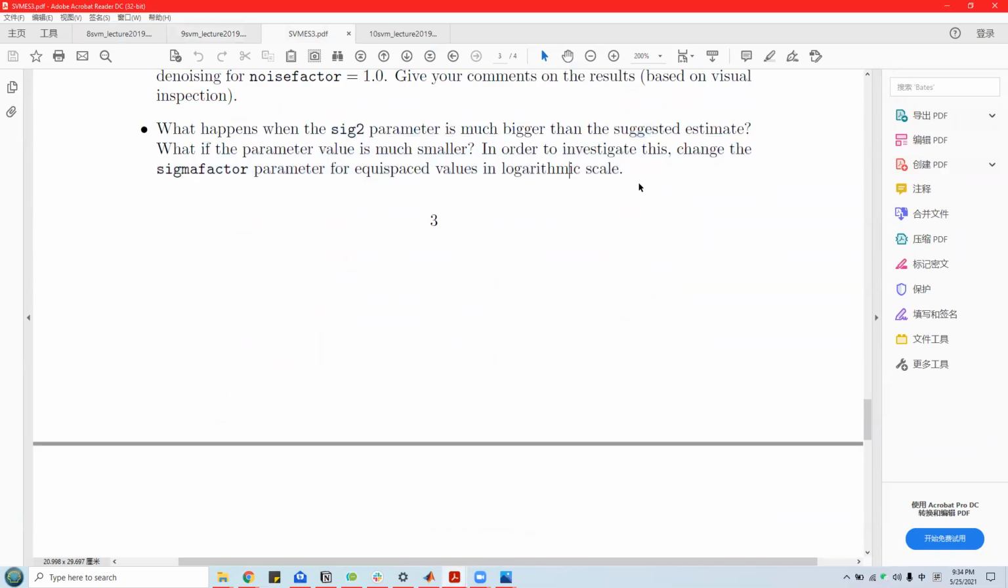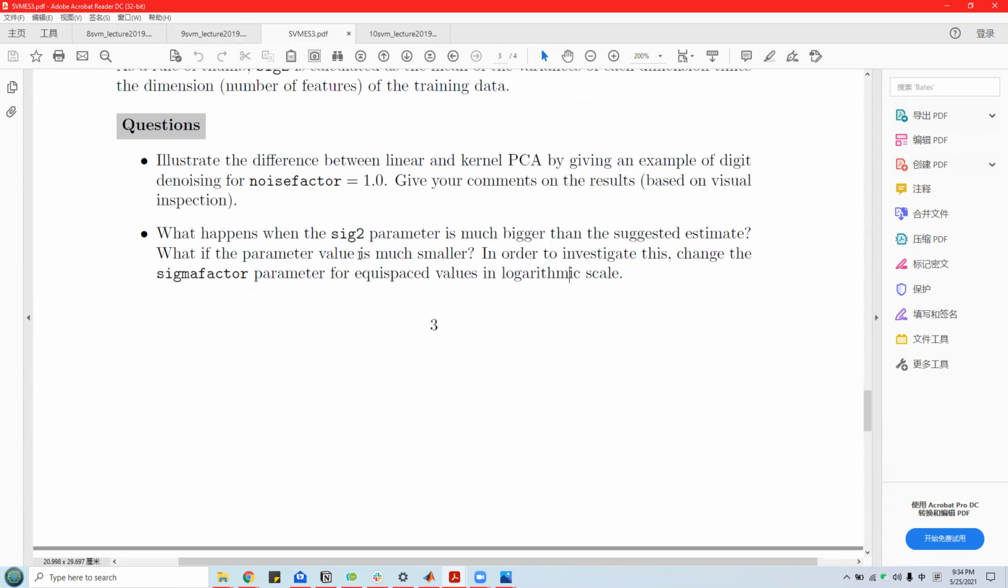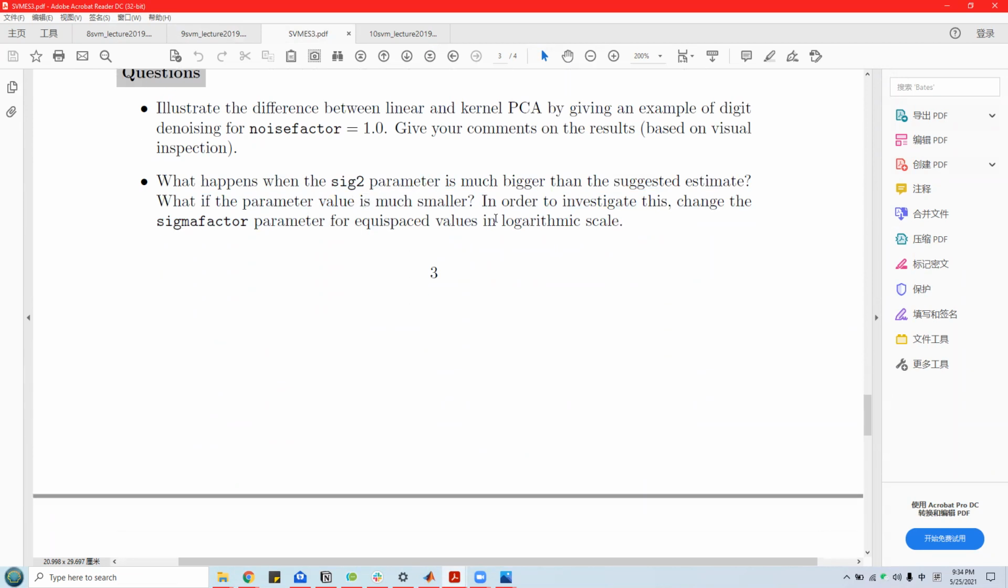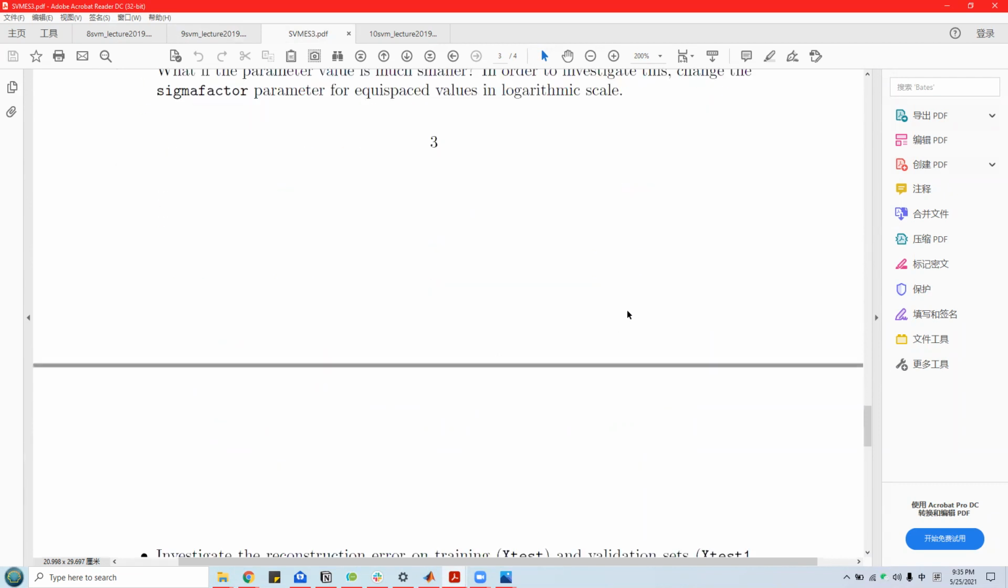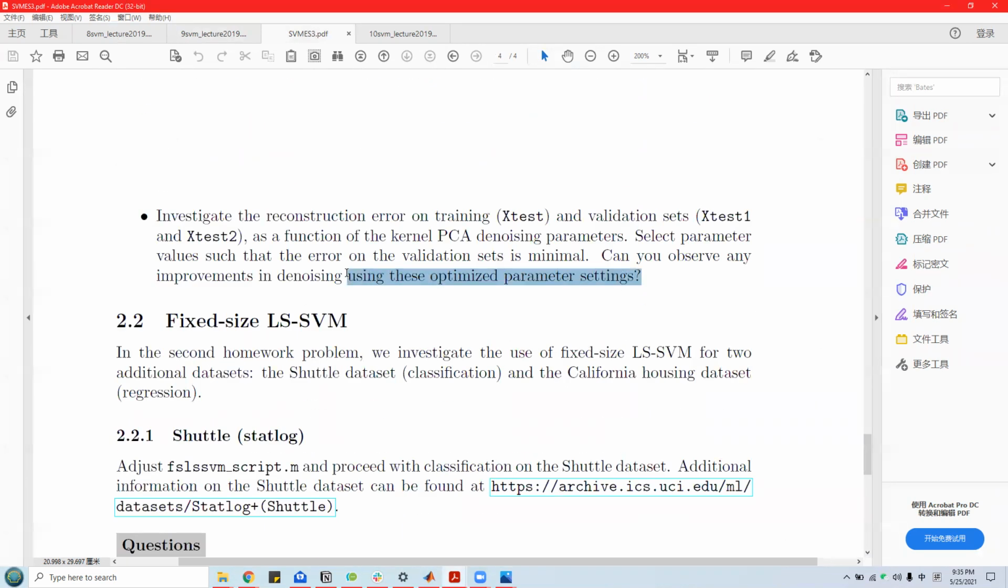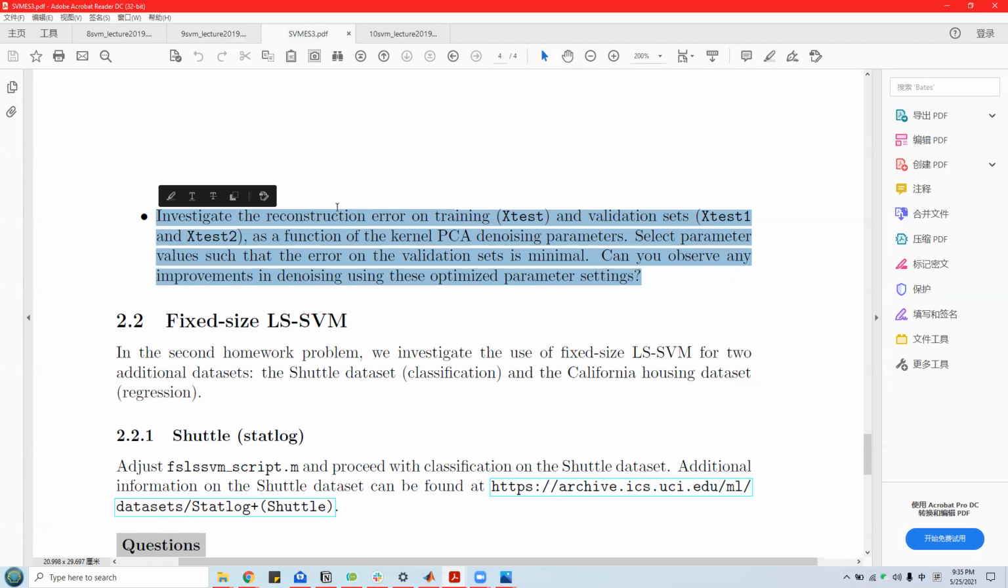In order to investigate this, change... Yeah, so this is one. You just need to answer... there's definitely a good optimal range for the sigma 2 in order to get the best denoising result. And here, you're trying to investigate the reconstruction algorithm errors on those two validation sets.